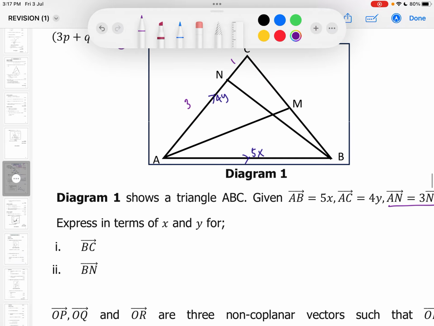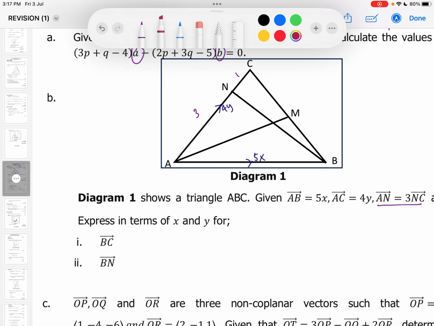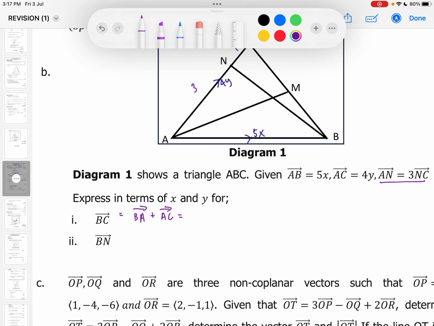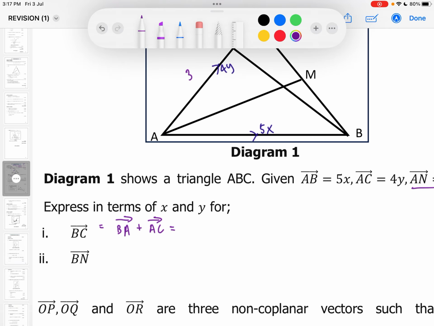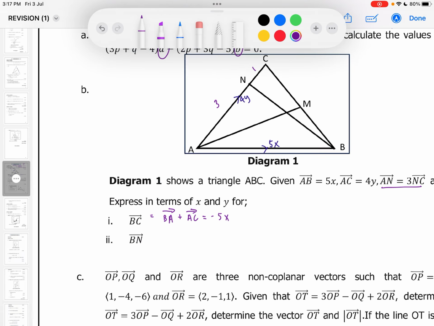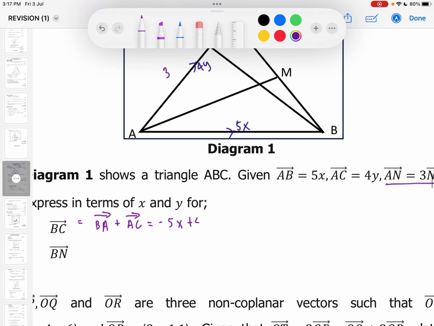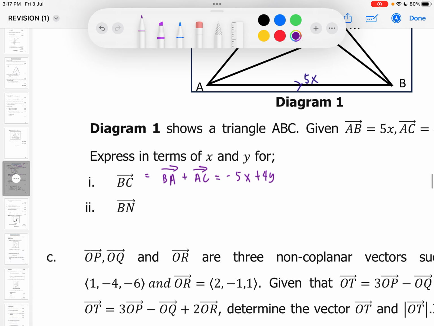Okay, so I express in terms of x and y for BC. Okay, fine, let's do BC first. So for BC, I can take BA and AC. So let's do that. BA plus AC. So we have BA, we have AB. So when it's BA, it's going to be negative 5x. So AC is 4y. Okay, that's basically it.